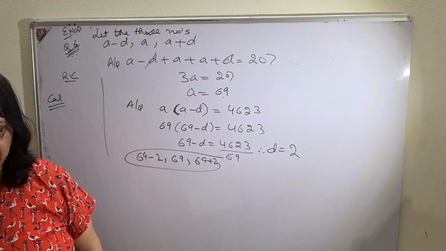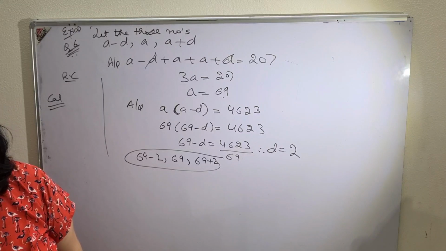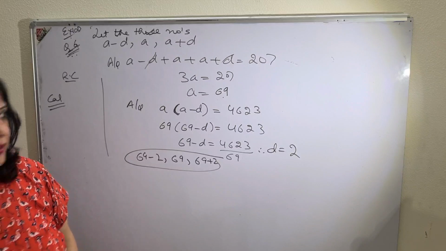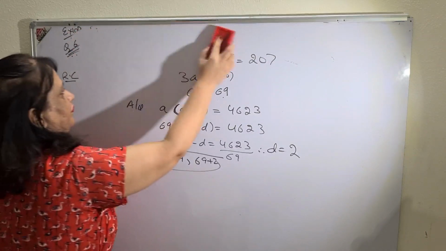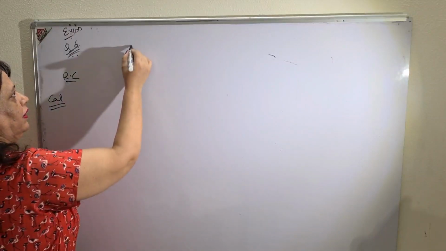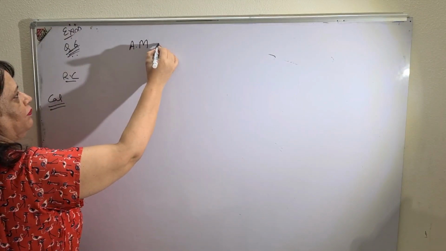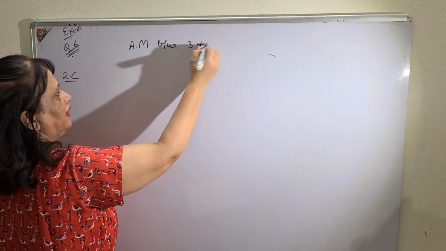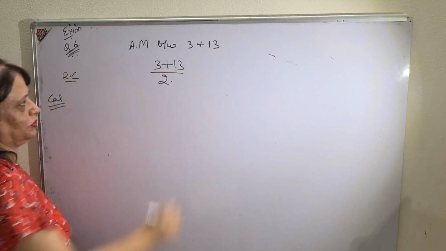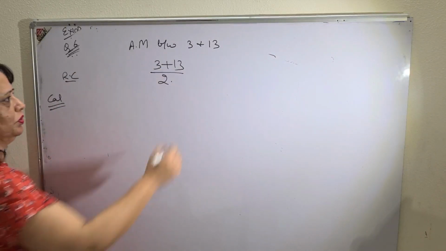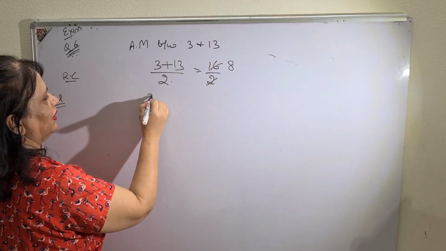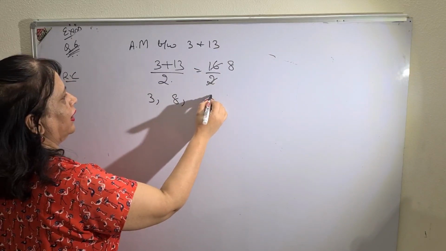This is again a new one, but we have done before also. Insert one arithmetic mean between 3 and 13. So one arithmetic mean A.M. between 3 and 13. Very simple. Just add the 2, divide by 2. 16 upon 2, that is 8. So your numbers will be 3, 8 and 13.